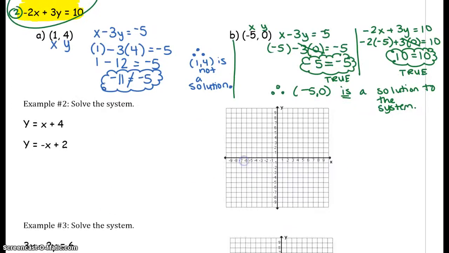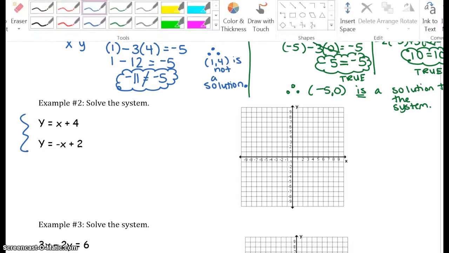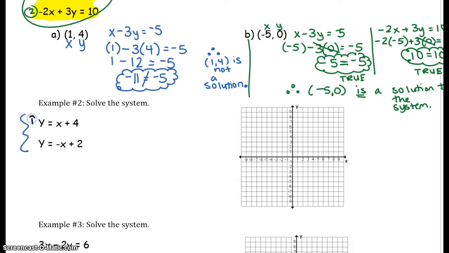Let's look at example number 2. It says solve the system. And what you're going to see is here's our system. And we have two equations. Here's the first one. Here's the second one. I like to label them sometimes because I'm old, you know.